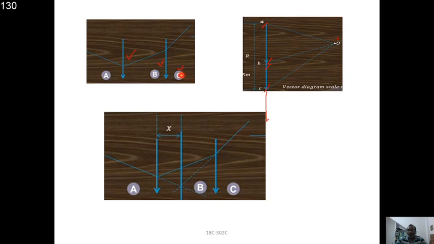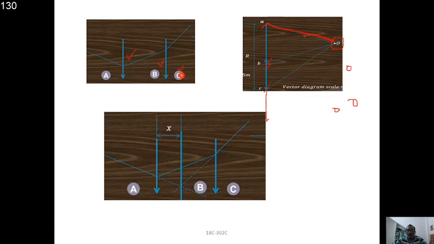Then take some origin O. This is optional. You can take it anywhere. Anywhere you can take this point and join all the parameters: A to O like that, B to O, C to O, D to O. Join all those lines. Now AO is a ray.